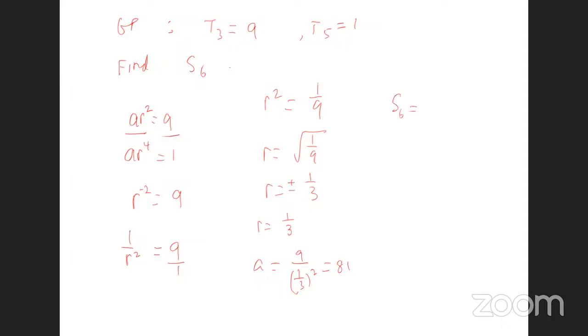Remember, R is less than 1, right? So change the formula around: 1 minus R to the n over 1 minus R. Really and truly it doesn't make a difference. If you just use the other formula, it will still work out. A is 81, as I said. R is 1/3. N is 6.